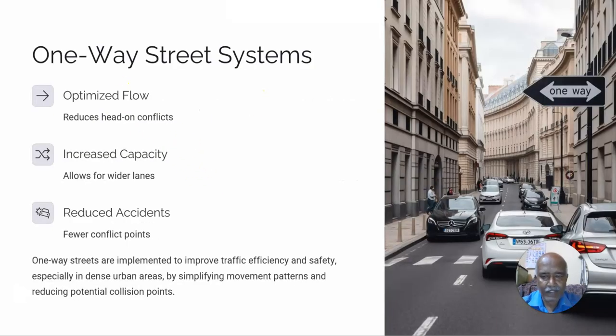Next, let us see the one-way street system. If you have a one-way street system, it will give an optimized flow so that it will reduce head-on conflicts, as the vehicles will be on the move. For instance, if there are two ways, an opposite vehicle will come while overtaking, such that it will be passing to the other lane. On one-way traffic, we must have increased capacity, which allows wider lanes, and access will be reduced.